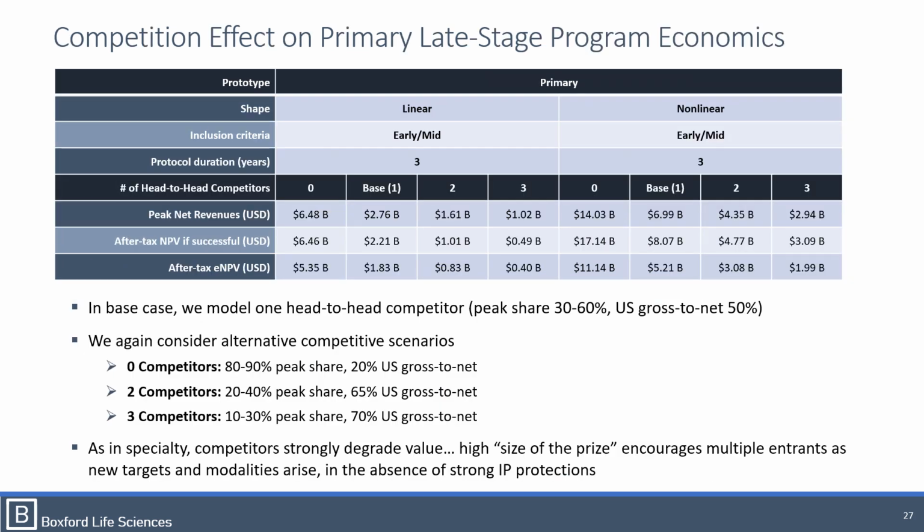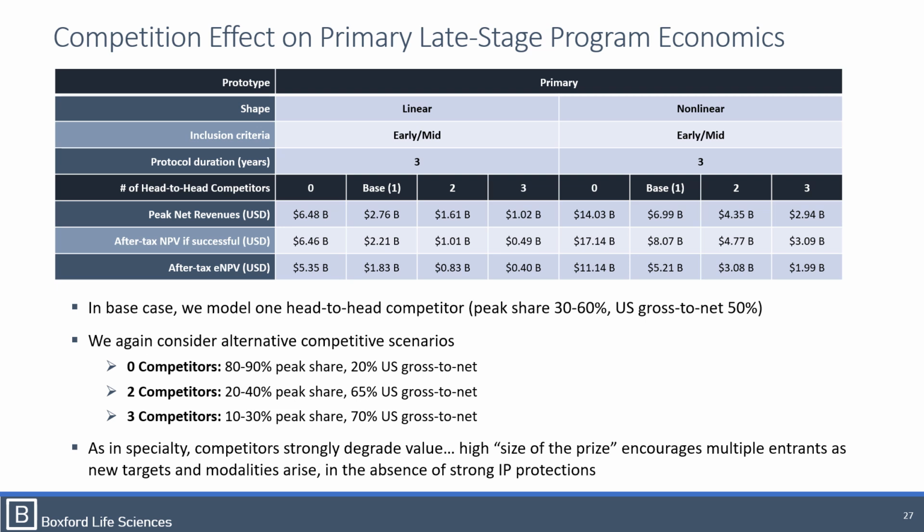If we look at the effect of competition on economics in the primary disease, we see the same kind of trends as we saw in specialty. As we move from the base case with 1 head-to-head to 2 or 3 head-to-head players, we have lower peak share. In the US, we have to give up more on gross to net through rebates and discounts. And so the peak net revenues and the after-tax expected net present value decline, again to a point where even though these are much bigger markets, we're effectively not creating more economic value than we would if we had a smaller orphan disease that was non-competitive.